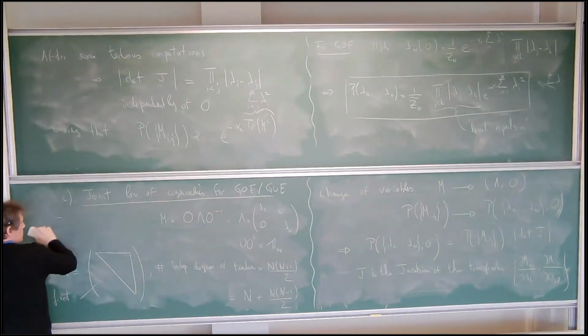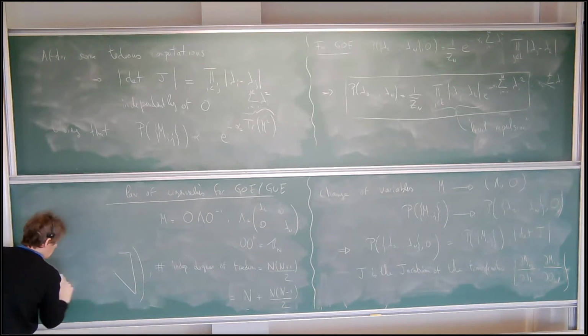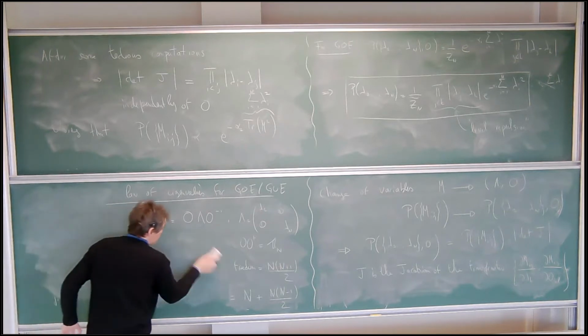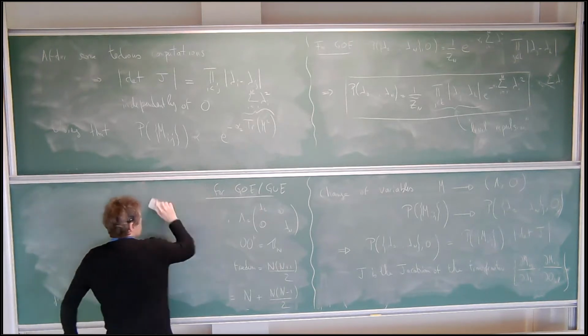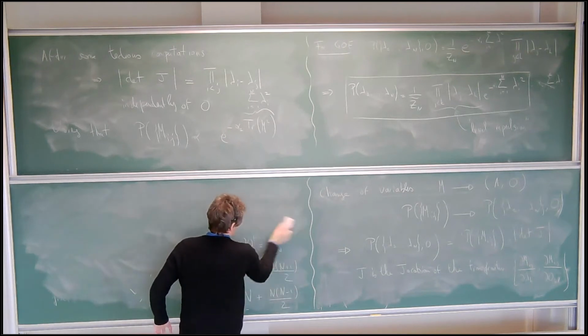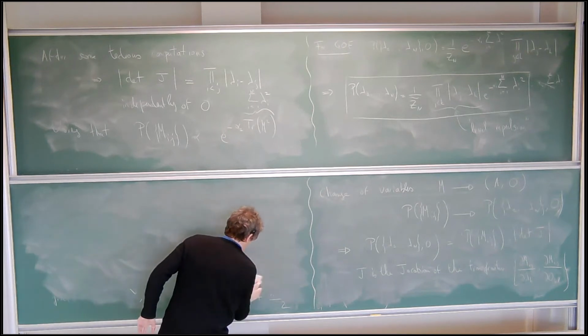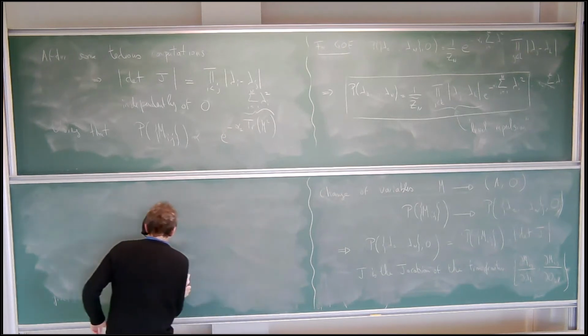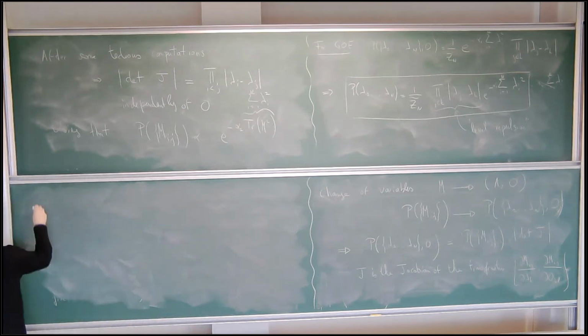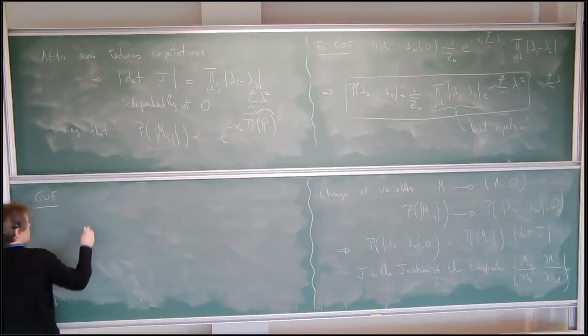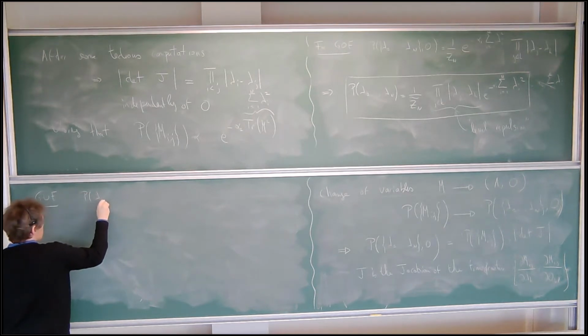Is that, instead of having the Vandermonde, the product of the absolute value of lambda j minus lambda k, this actually comes to a higher power. Okay, so GUE also has a very nice expression.